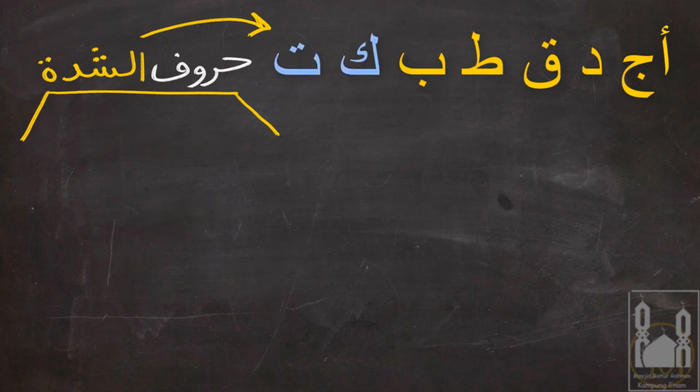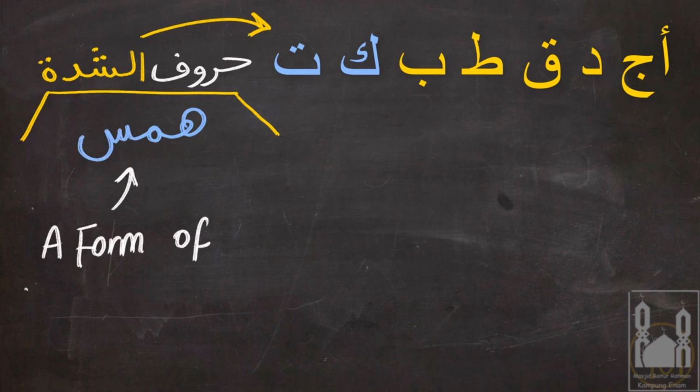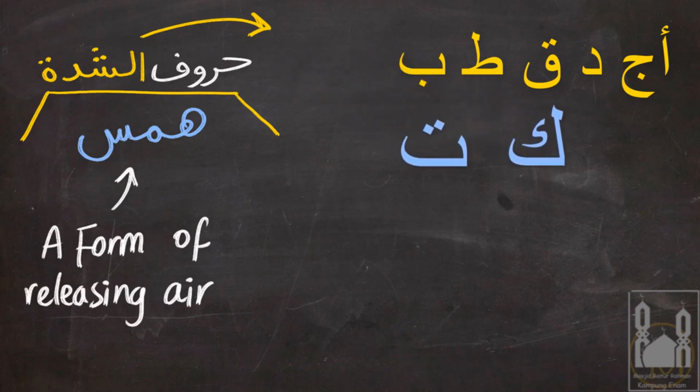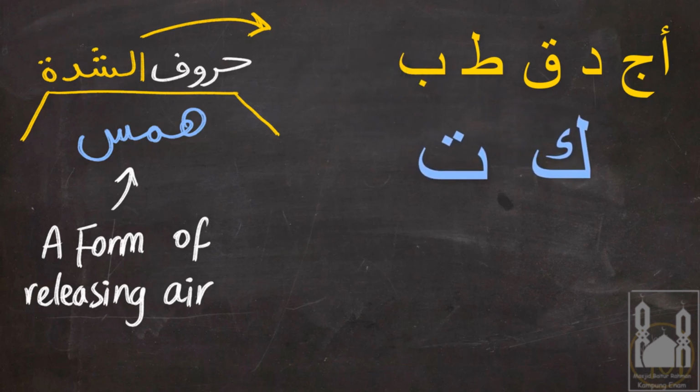Interestingly, the other letters, kaf and ta, also require a form of releasing air, which is called hams, what we covered last lesson. Without hams, these two letters will sound very similar: ak, at. But with hams, ak, at. They are distinguishable and it is easier to pronounce them as well.